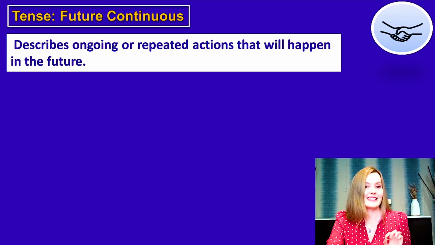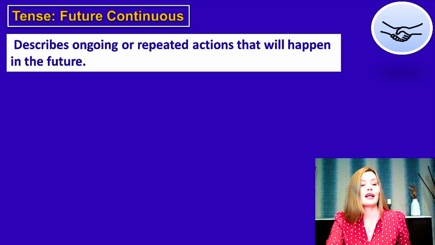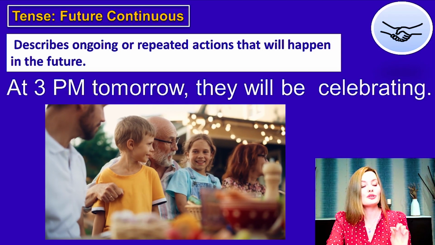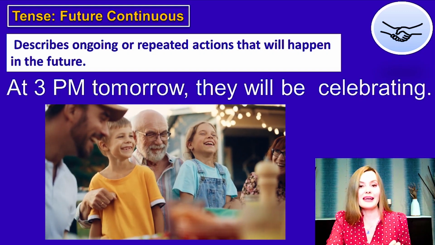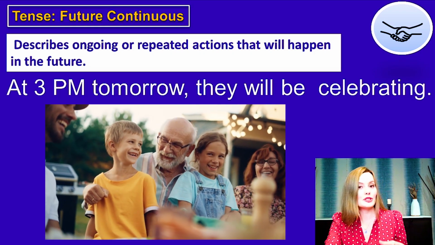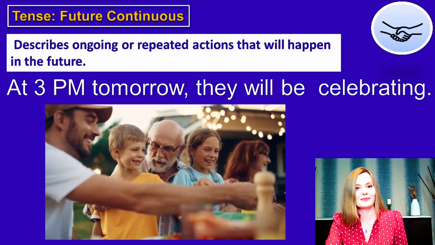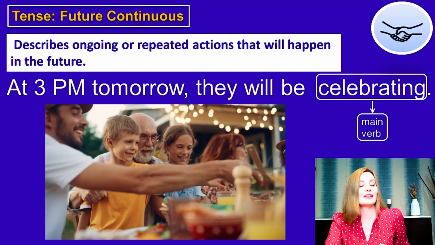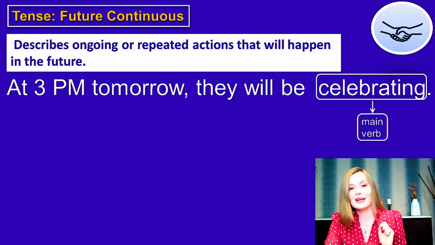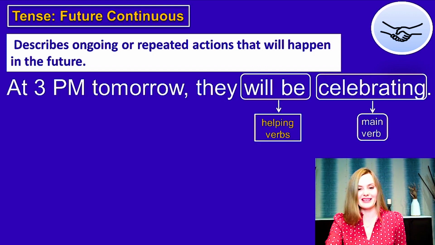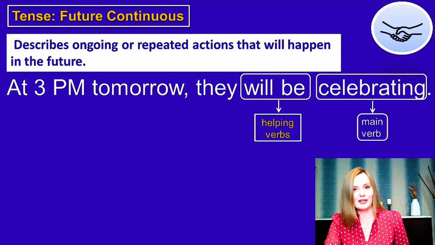Future continuous tense describes ongoing or repeated actions that will happen in the future. For example, at 3 p.m. tomorrow, they will be celebrating. What is the main verb? What will they be doing? Of course, celebrating. Celebrating is the main verb. And what are the helping verbs? There are two helping verbs in this sentence. Yes, you're right. Will be. Will be are the helping verbs.